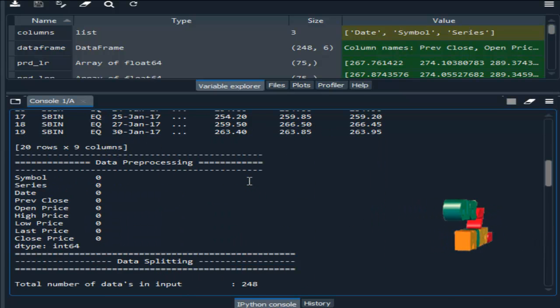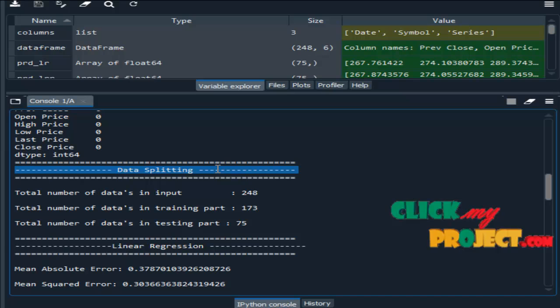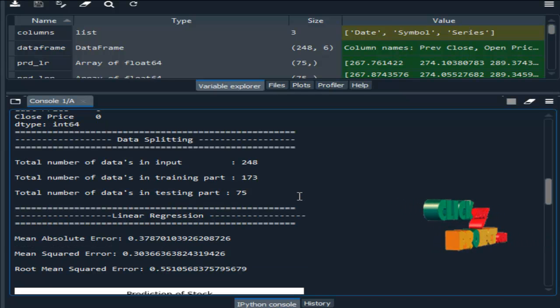After that, the data pre-processing. Here we are checking missing values for our data set. These are the column names present in our data set. The 0 indicates there are no missing values in the corresponding columns. The next module is data splitting. Here we are splitting the data set into test and train, as we discussed in the flow diagram. This is the total number of data, and after splitting, this is the total number of training data, and this is the total number of testing data.